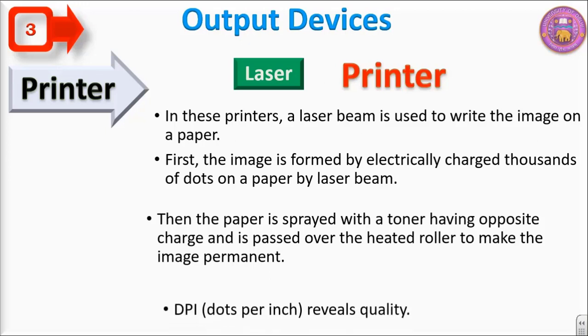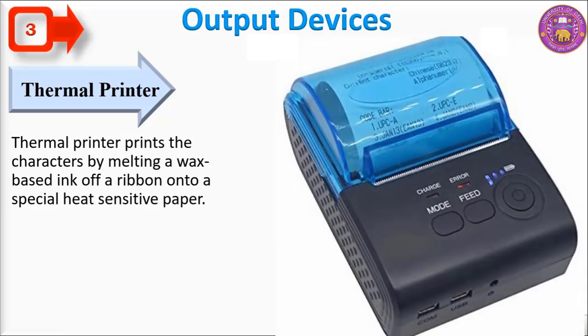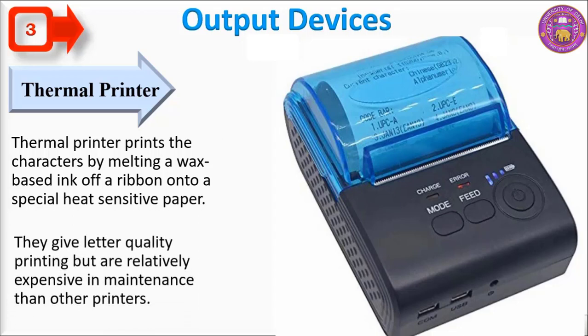DPI, that is dots per inch, it reveals the quality. More dots per inch, it means there is better quality. The next one is thermal printer. Thermal printer prints the character by melting a wax-based ink off a ribbon onto a special heat-sensitive paper. They give letter quality printing but are relatively expensive in maintenance than other printers.